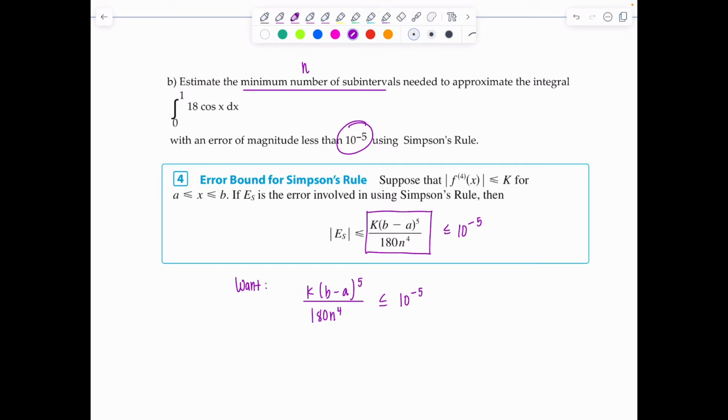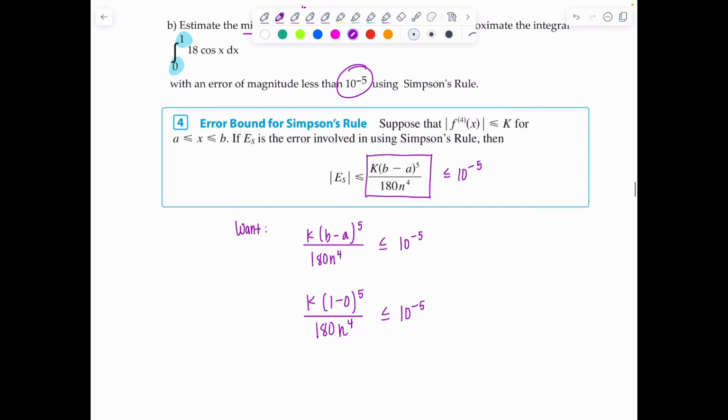That's important. Let's plug in everything that we have so far. I don't have k yet. B minus a, there's b, there's a, so it's just (1 minus 0) to the 5th over 180. They don't know n, they're solving for n, has to be less than or equal to 10 to the negative 5th. All right, now how to find k? It's an upper bound on the 4th derivative. So f of x here is 18 cosine of x, okay?